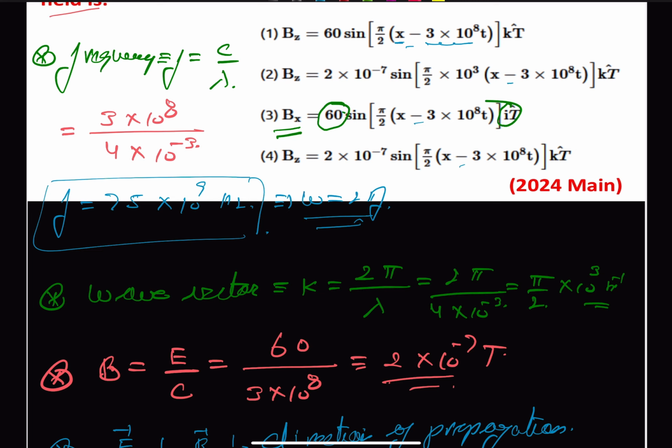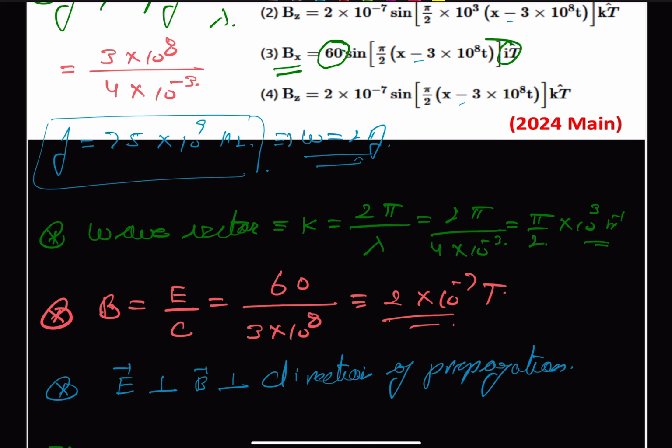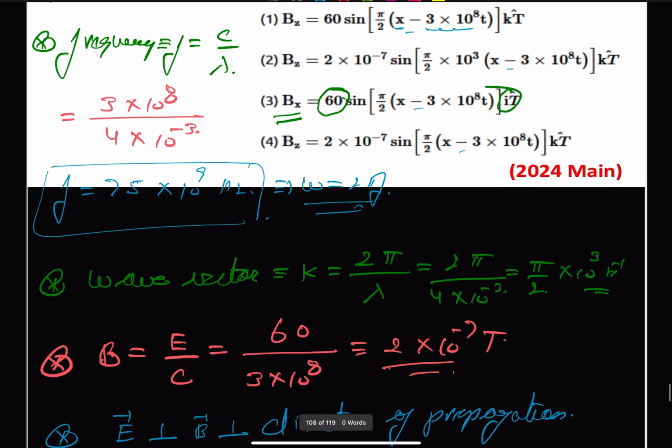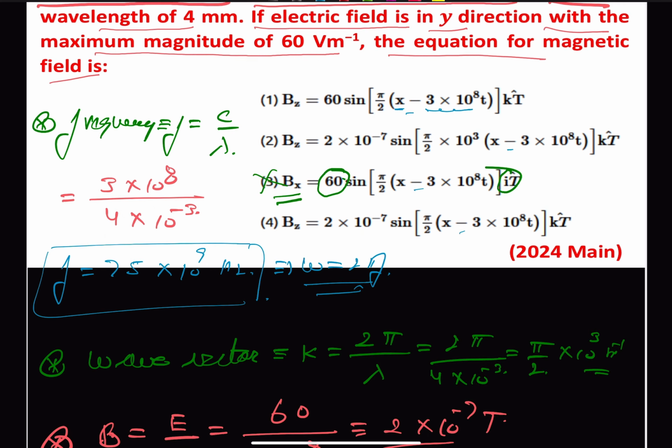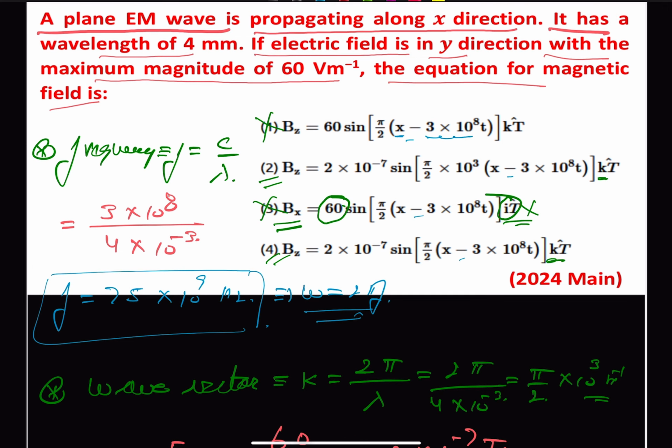So our magnitude of the magnetic field is 2 into 10 to the power minus 7. So at least option 3 and option 1 are incorrect. So at least we can say the i unit vector will not be the direction. The only correct option will be either 2 or 4, giving us a k unit vector. So from here we can make a rough approximation. And it is also given in the question that our electric field is in the y direction.